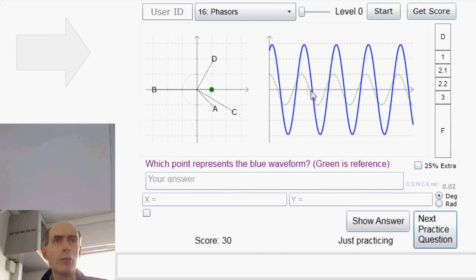So we have to look at the phase. And the phase is, well, the blue is slightly lagging the green. Slightly lagging because the maximum of the blue happens just after the maximum of the green. The blue goes through 0 downwards just after the green goes through 0 downwards. So things are happening to the blue just after they happen to the green, which means the blue will be slightly clockwise of the green, which means it's going to be somewhere down here, and C is the only possibility. Answer C.